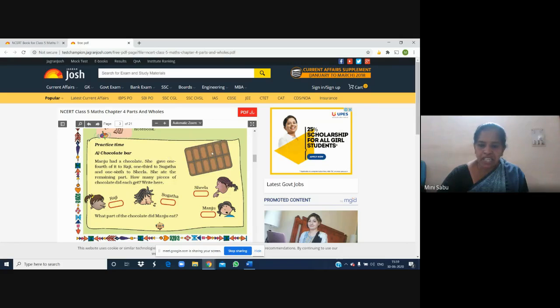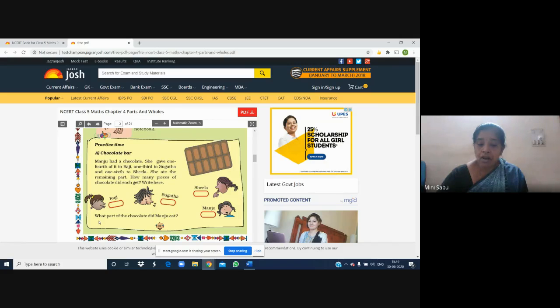Out of this, 1, 2, 3, 4, 5, 6, 7, 8, 9 pieces are gone. 3 pieces are left. 3 pieces means 1/4. Is it not? See, 1/4. That means now Manju has how many pieces with her? 3 pieces. Okay. Then she got 3 pieces.